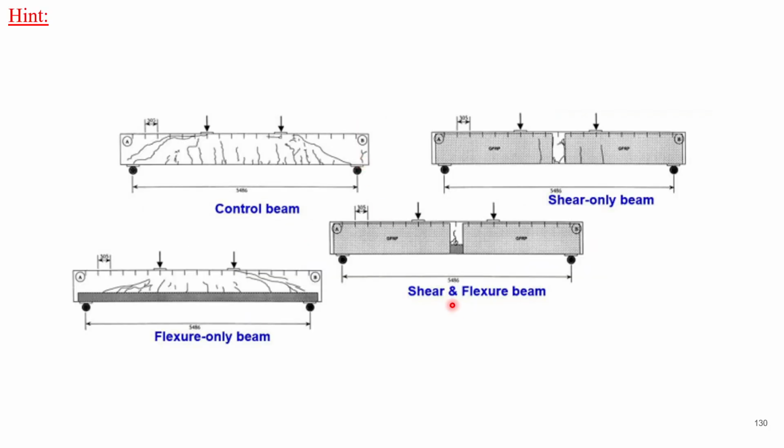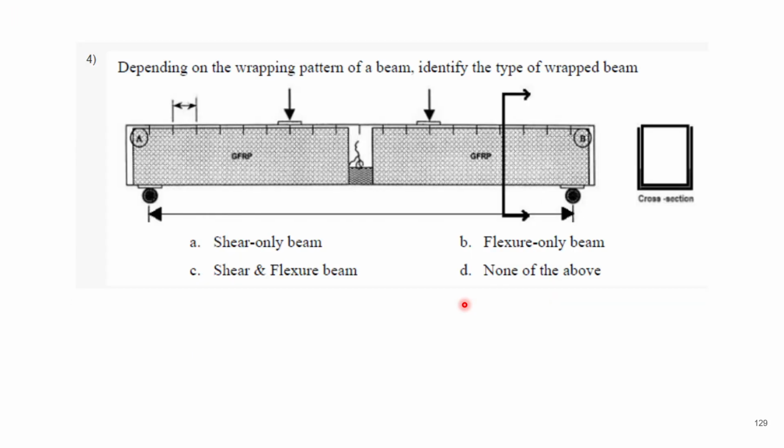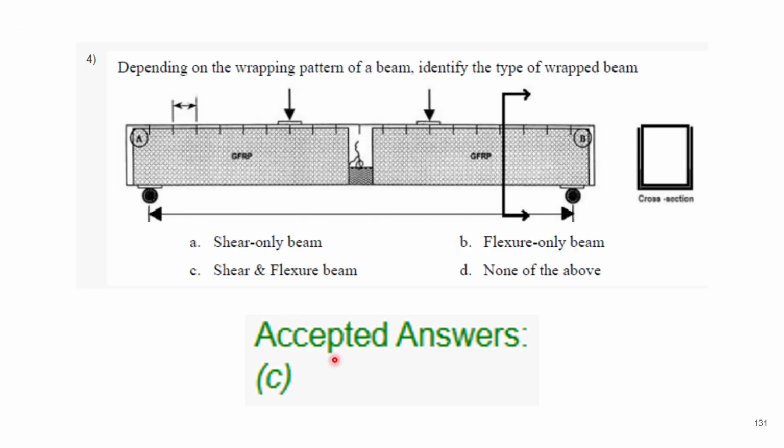Okay, so this is the hint. This is for the control beam, it is like this. For shear only beam, only the diagonal cracks. For flexure only beam, only in the middle, only the vertical cracks. And for shear flexure beam, both the diagonal and the vertical. Okay, so it is the shear and flexure beam, that is C is the correct option. So C, shear and flexure beam is the correct option.